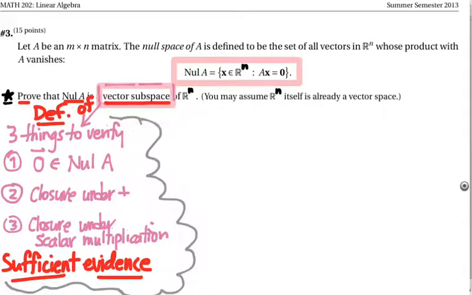So we have to verify these things one at a time. But in every case, we're going to have to keep returning to the definition of what the null space of A is. And what is the criterion for a vector, let's say u, to belong to the null space of A? How do I know if a vector u belongs to the null space of A? What has to be true about u?